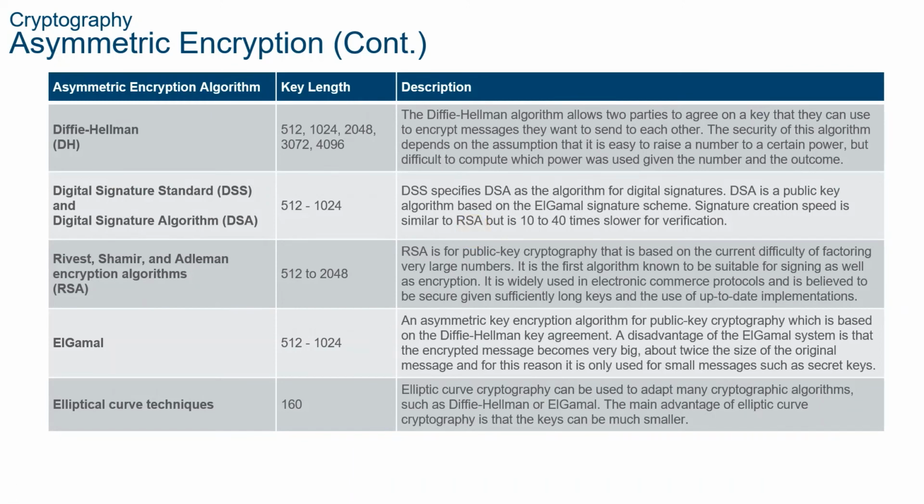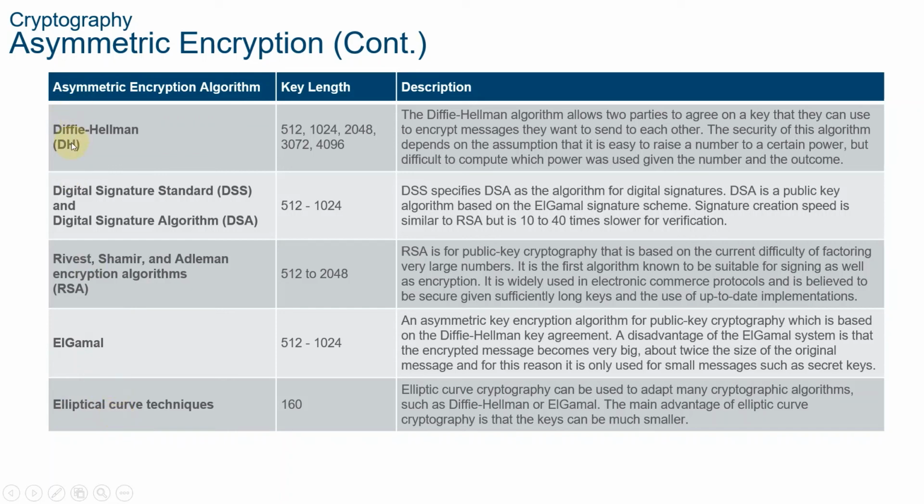So common examples of asymmetric encryption algorithms include also Diffie-Hellman, or the DH, right? You've got DSS, or the Digital Signature Standard, and Digital Signature Algorithms. You have the RSA, Rivest, Shamir and Adleman encryption algorithm. You've got the ElGamal and the elliptic curve techniques.